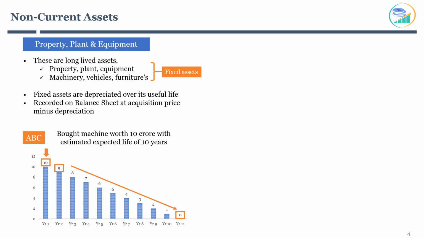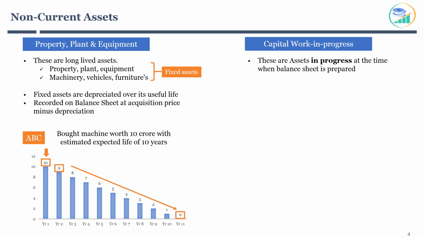Life of 10 years. Please remember, if company assets are close to the end of life, company will incur significant expenses in future to replace assets, reducing overall company cash position. Next line item is capital work in progress. As the name suggests, these are assets in progress at the time when balance sheet is prepared. It includes assets in progress like plant, machinery or building under construction.